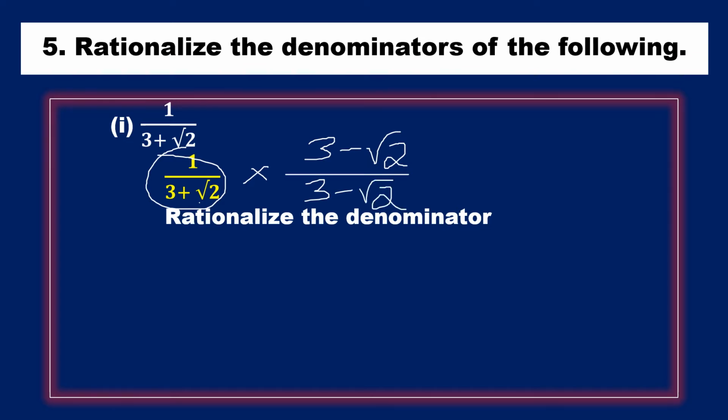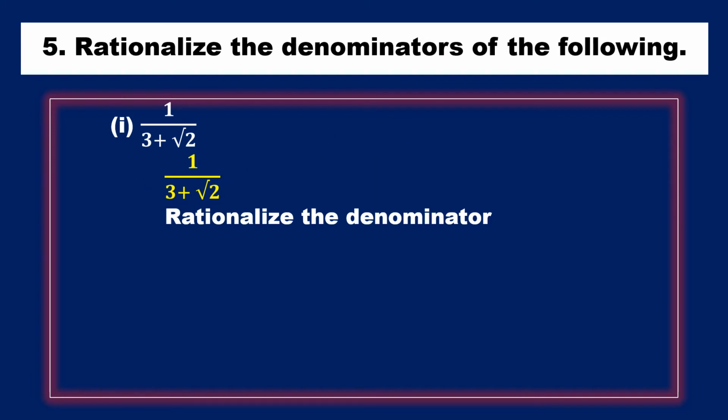Write the same thing with opposite sign. Multiply the same thing with opposite sign in the numerator as well as in the denominator. It is shown like this. Here plus is there, so we should multiply with minus in the numerator as well as in the denominator.